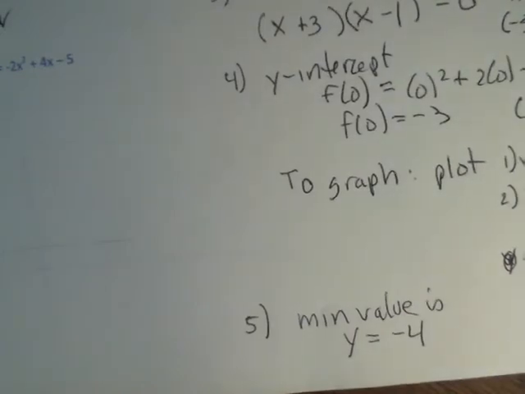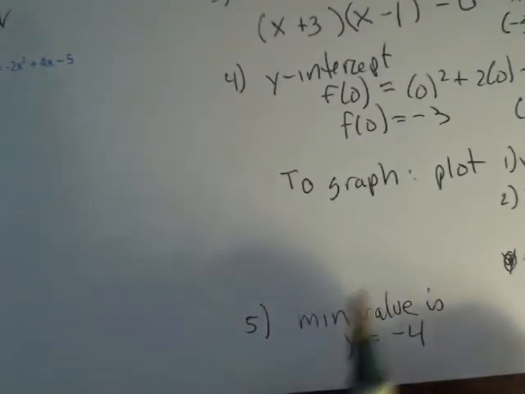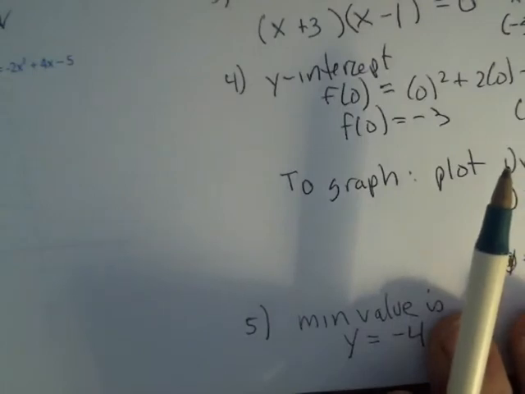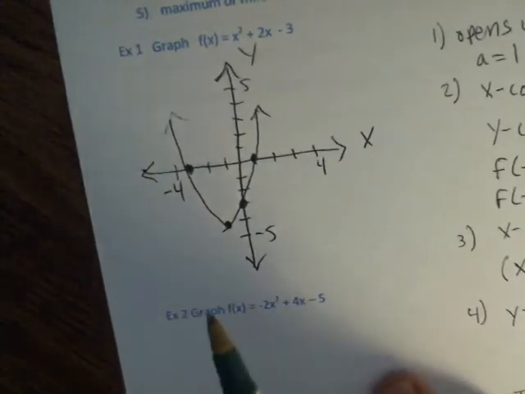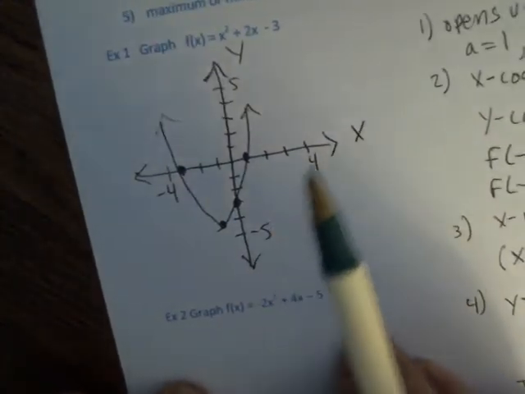So that's one example, an example where we opened up, we found our intercepts, we found the vertex, and so on. Now we're going to look at the second example. Again, I'm going to flip this page over to the back, as there's nowhere near enough room.